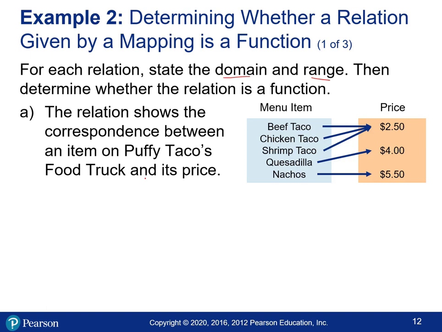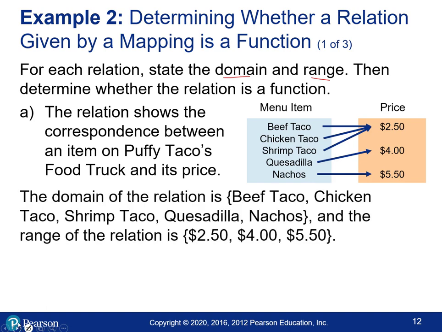and its price. So we have menu items and then the corresponding price for those items. So beef taco, chicken taco, shrimp taco all cost $2.50. Quesadilla is $4, nachos is $5.50. Okay, so the domain is the set containing all the menu items. Notice we have our squiggly braces and we have listed all of those menu items. And then the range is the output or the price. So if we pick a menu item, then we have to pay this price for that.